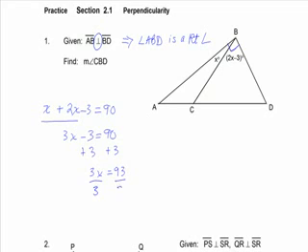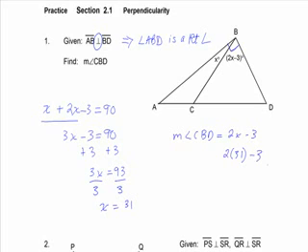Now divide out the 3, and we get 31 for x. But it doesn't want to know what x is, it wants to know the measure of CBD. So the problem gives us that the measure of CBD is equal to 2x minus 3. So we're going to plug in 31 for x, and double 31 to get 62, minus 3 to get the measure of CBD is equal to 59 degrees.